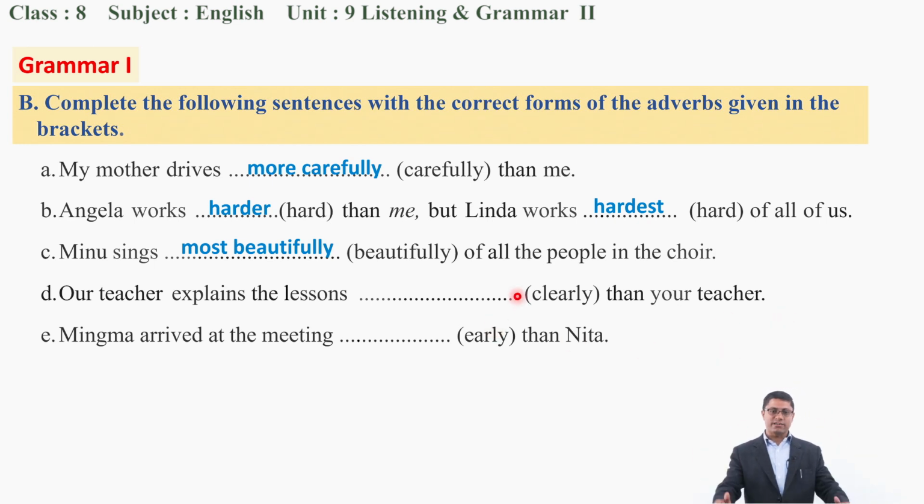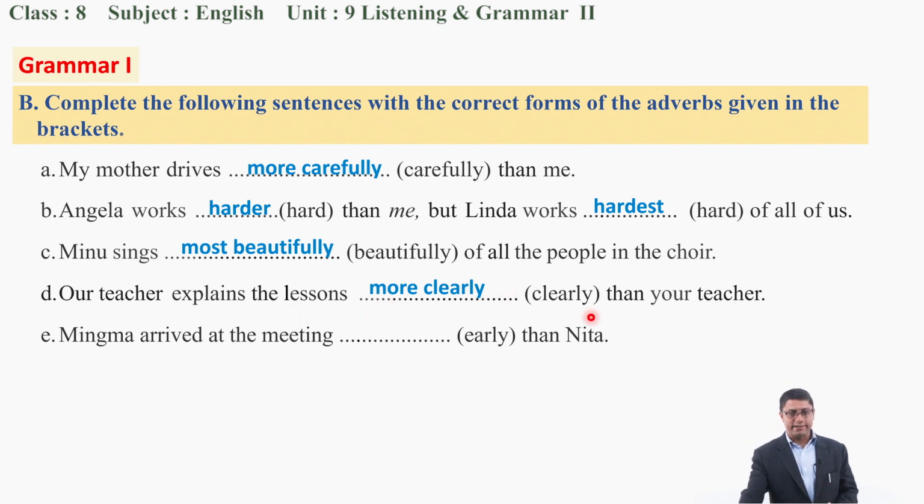And what's the comparative degree of the adverb clearly then? Can you say? Okay, very good. It's more clearly. So the sentence reads, our teacher explains the lessons more clearly than your teacher. Okay, that's good. Now let's look at E. Mingma arrived at the meeting early than Nita. Okay. Mingma arrived at the meeting early than Nita.